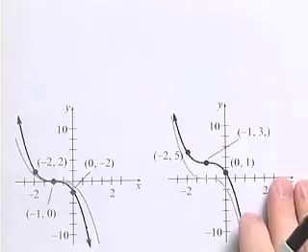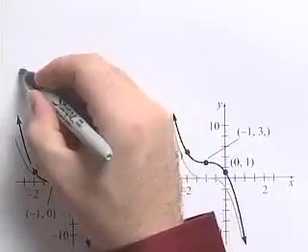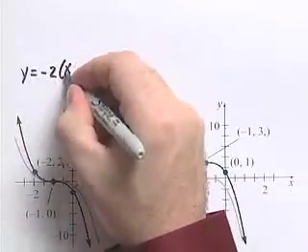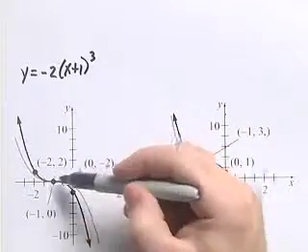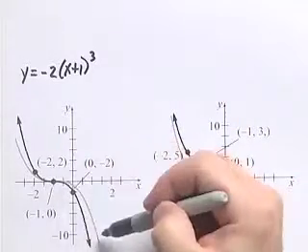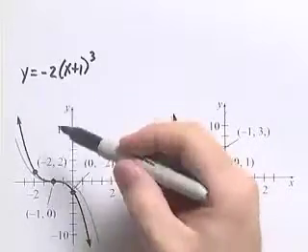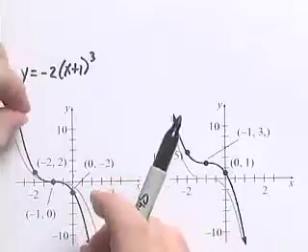Our next step is to multiply by 2. That's going to be a vertical stretch by a factor of 2. And that will give us the graph of y equals -2 times (x plus 1) cubed. And the shaded graph represents our previous graph. And we can see what happens after we do the transformation. This vertical stretch basically grabs the ends of the graph and pulls it up, so we get this kind of stretching here.